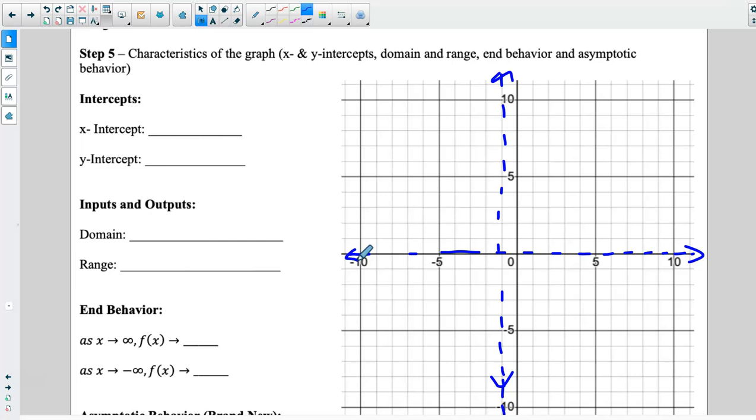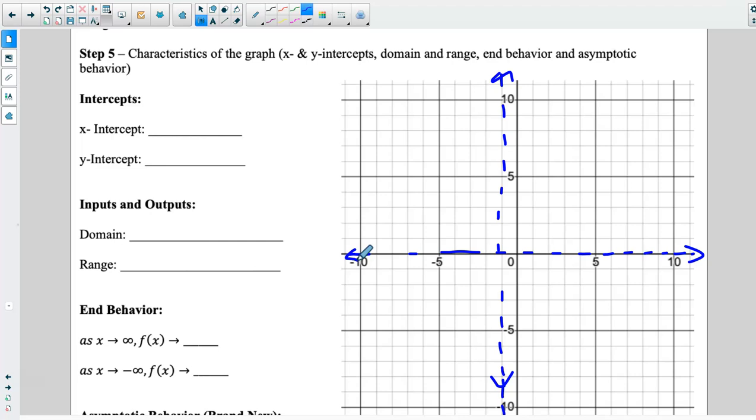Let's pick. I choose a point to the left and to the right of my vertical asymptote. So I'm going to start to the left. Choose something over here. Do not choose -10. Choose something close over here. What do you want to look at? -2.